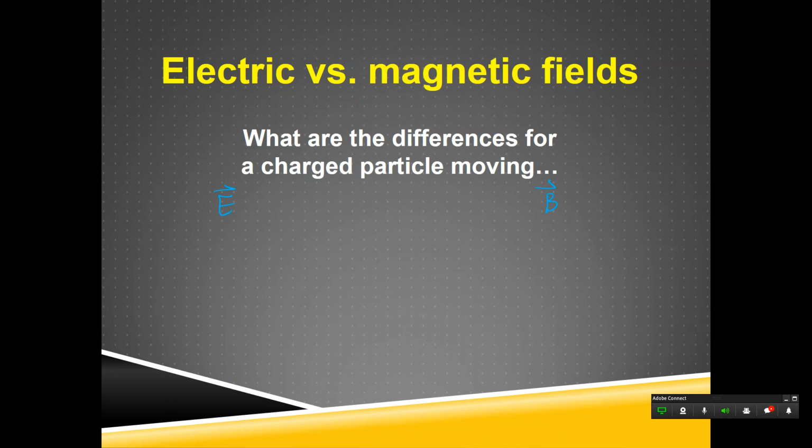Well, it has nothing to do with positive to negative in magnetic field. But for the electric field, yeah, it goes from positive to negative. The magnetic field we won't write any because it doesn't apply to that. You can see that it goes from north to south.